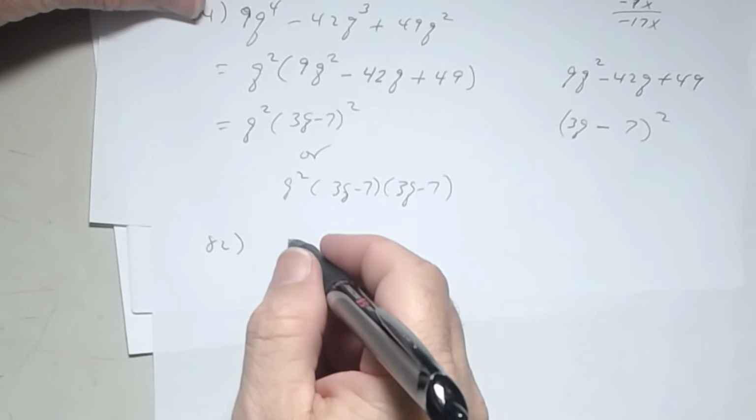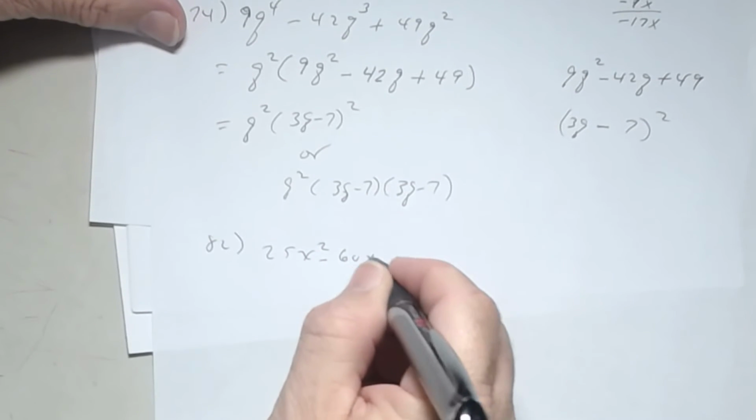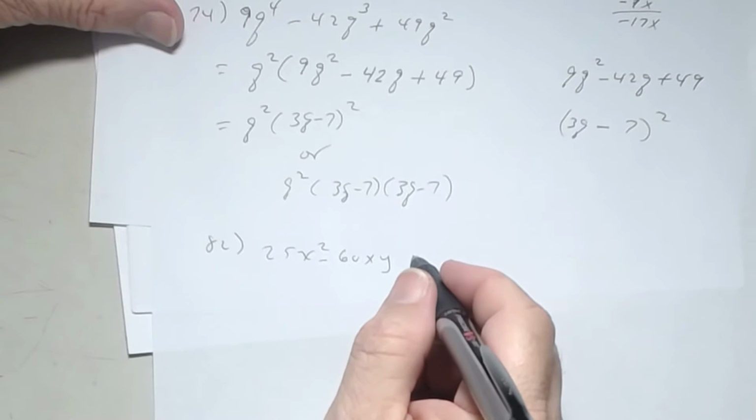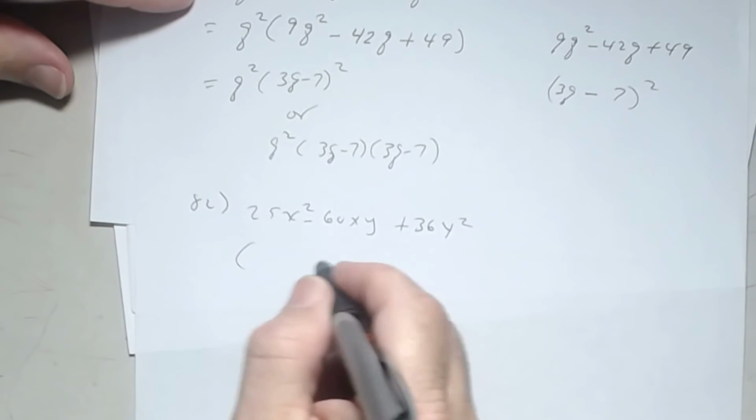So in 82, you have 25x squared minus 60xy plus 36y squared. That's a perfect square, I think. Yeah, the 36y squared is a perfect square. All right, but the GCF is 1, correct? Yeah, the GCF is 1. And even if you're having trouble determining if it's a perfect square, just do the two binomials.